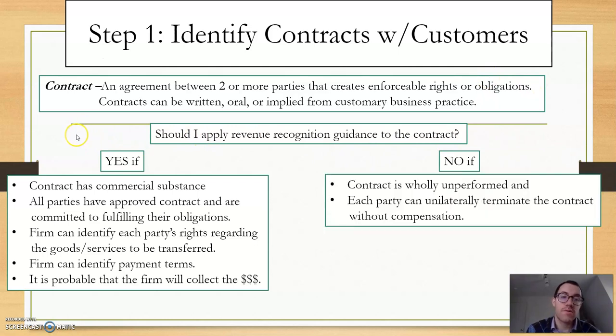But know, if the contract is wholly unperformed, and this is the key here, and each party can unilaterally terminate the contract without compensation, if that is the case, you don't have a real contract. A real contract creates enforceable rights or obligations. Enforceable. So it's like, if you fail to perform this service, we then have the right to collect our money, or some sort of fee anyway. If there's no consequence, if you just said that you're going to cut someone's grass and you don't show up, well, it's not a real contract. Should not be applying revenue recognition.